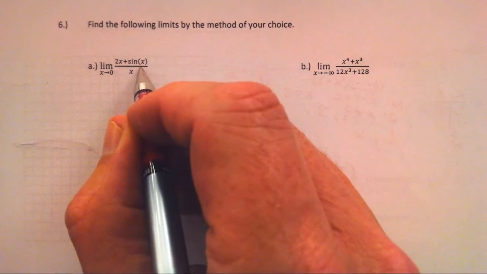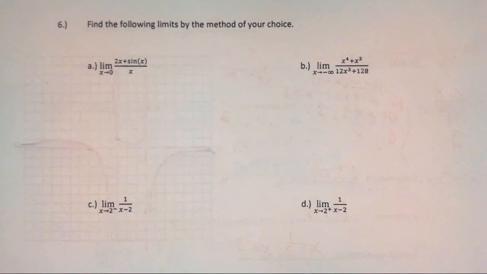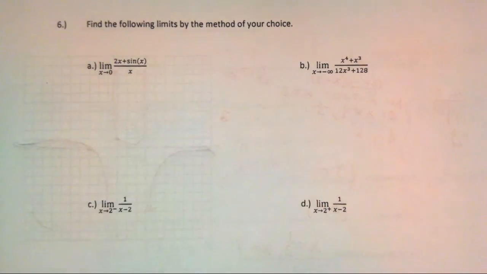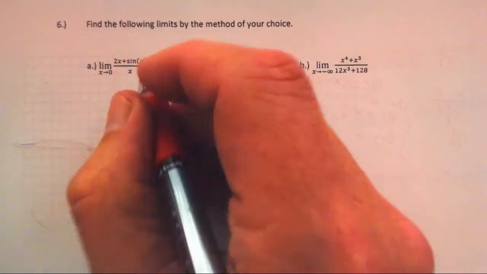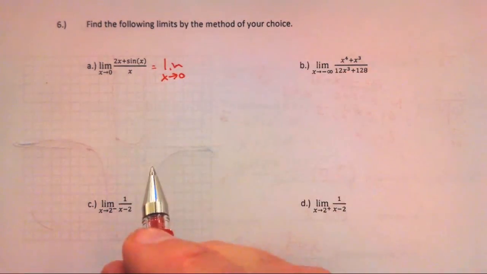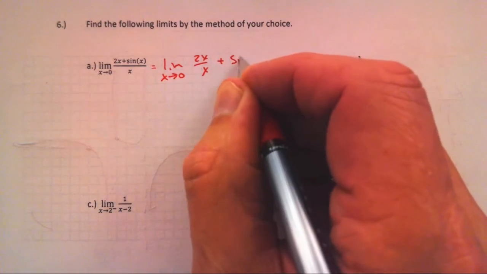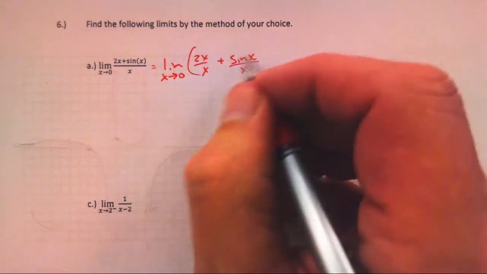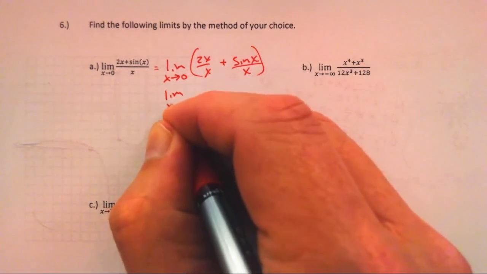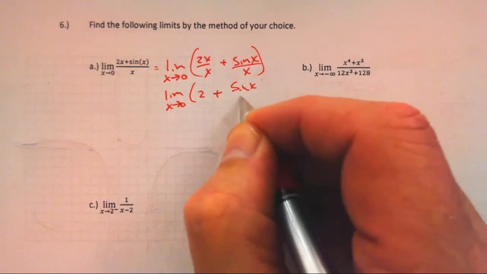We do know when we see this, when we have sine of x, I want sine of x on x. I could actually multiply top and bottom of this by 1 on x and just be completely driven by this sine of x. But sine of x is on x if I rewrite this as limit as x approaches 0. I could make this 2x on x plus sine of x on x. And 2x on x is just 2. Limit as x approaches 0 of 2 plus sine of x on x.